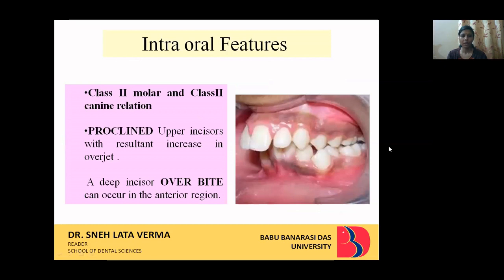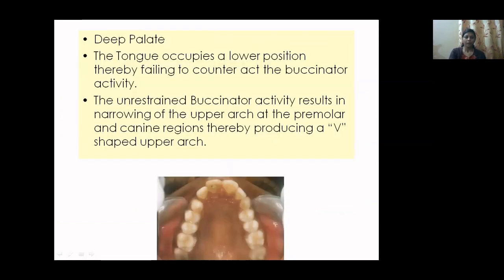Intraoral features include class 2 molar and class 2 canine relation as well. Proclined upper incisors with resultant increase in the overjet, and deep incisor overbite can occur in the anterior region. Intraorally, there will be a deep, high arched palate, and the tongue occupies a lower position, thereby failing to counteract the buccinator activity. The unrestrained buccinator activity results in narrowing of the upper arch at the premolar and canine regions, thereby producing a V-shaped or narrow upper arch.